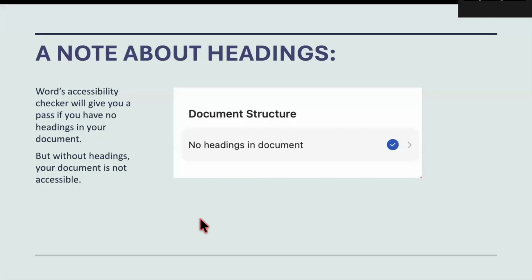Nothing's 100% perfect. Here are some special cases to pay attention to with your source documents. A note about headings. You can go through an entire 56-page Word document and not use any headings in the document at all, and Word's accessibility checker will give you a pass. It'll say, hey, check mark, there's no headings in the document. But without headings, your document is practically inaccessible. It's going to pass the accessibility checker, but be really, really hard for people with disabilities to navigate. So you want to use them anyway.